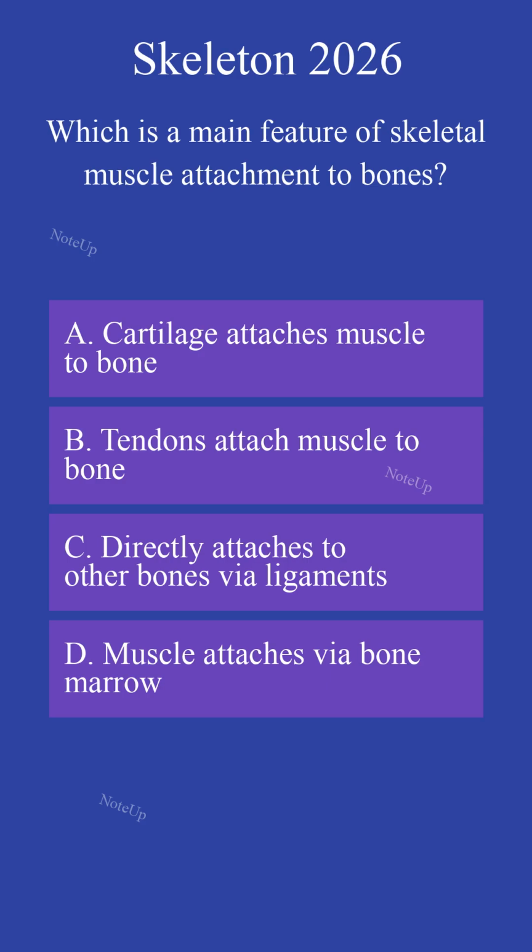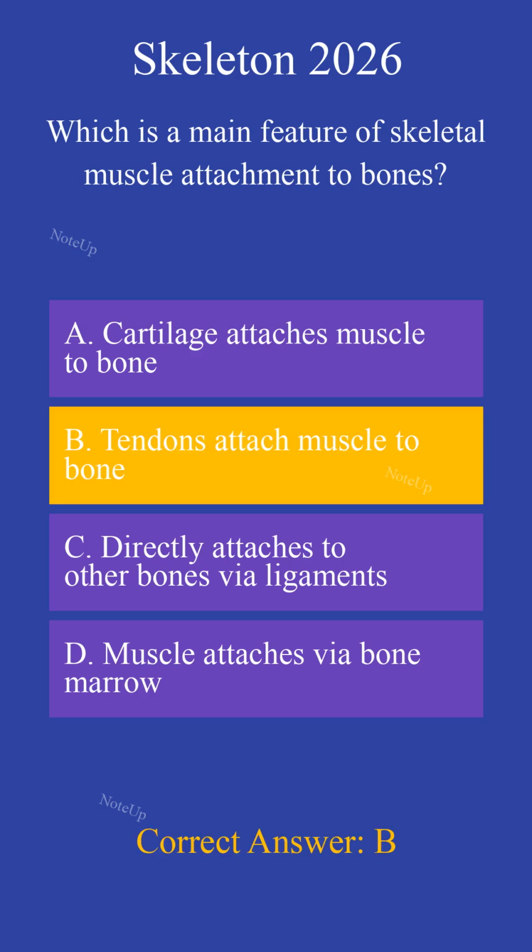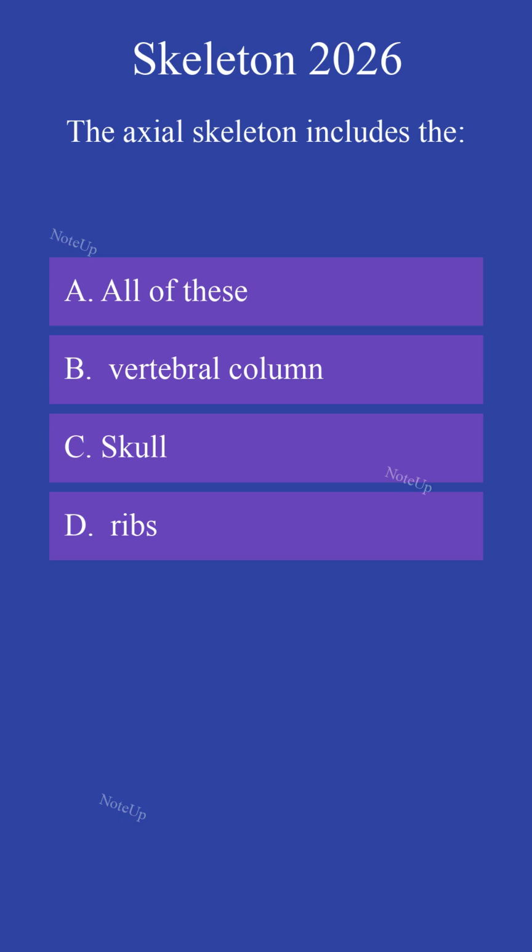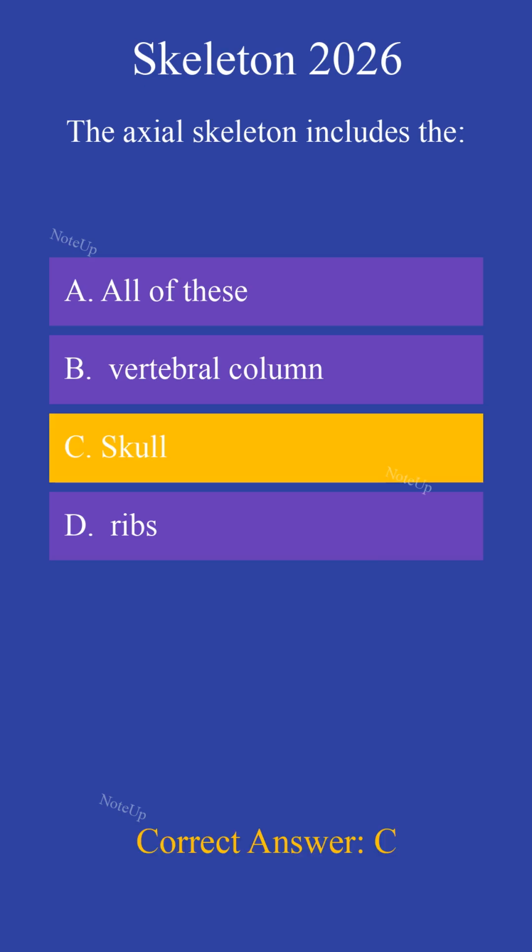Which is a main feature of skeletal muscle attachment to bones? The correct answer is B. Tendons attach muscle to bone. The axial skeleton includes the... The correct answer is C. Skull.